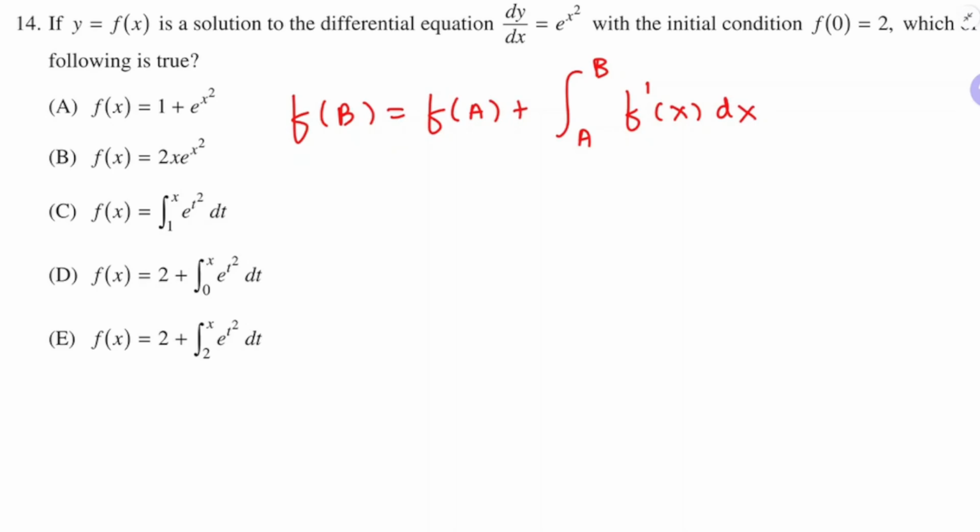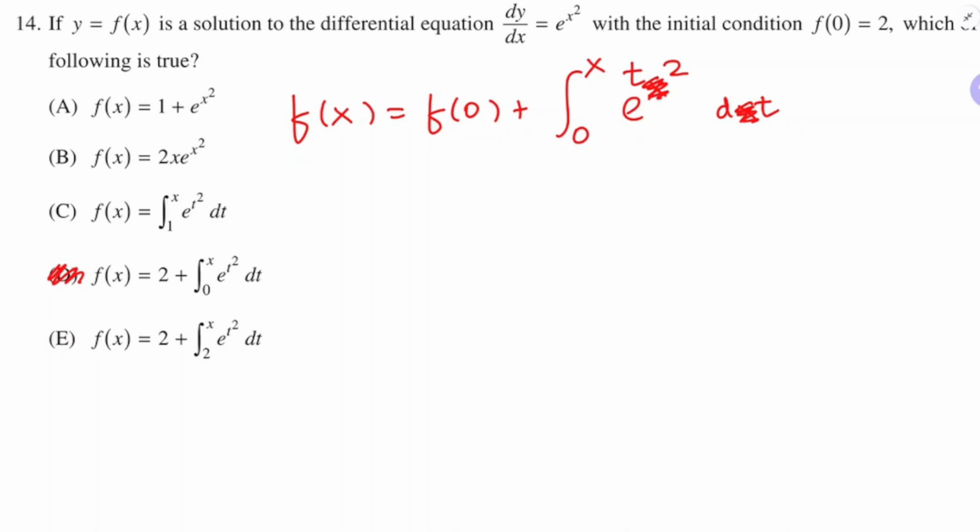And what we could do is substitute. What did they give me? They gave me f of 0 equals 2, so I'll put a 0 there. What we're really interested in, if I look at the answer choices, is f of x, so I'm going to replace b with x to get a formula for f of x. And f prime of x is the same as dy/dx. So I'm getting f of 0, which is 2, plus the integral of e to the x squared dx. This actually doesn't make any sense. I can use a dummy variable and get answer choice D. But I don't know that that's the most natural way for a first-time calculus student to approach this problem.